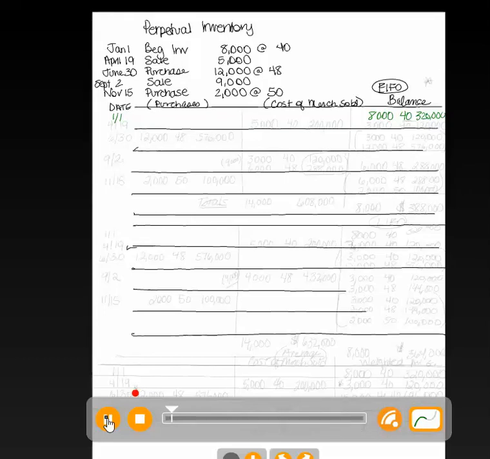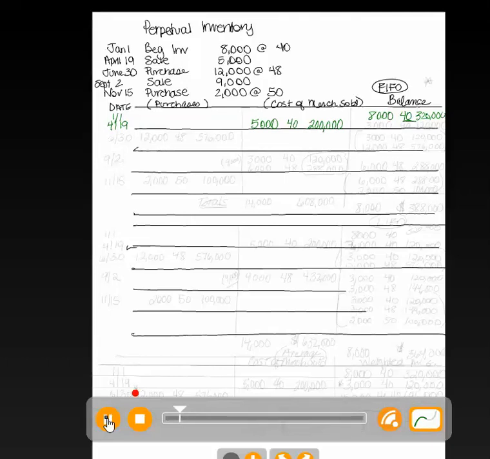Then on April 19th, we sold 5,000 units. Now, if the selling price is given, it doesn't matter because that does not go in your chart. The only thing that you keep up with in this chart is the cost of inventory. So the 5,000 units that you sold cost you $40. You know that because that was your beginning balance, $40 items. So 5,000 $40 items would cost you $200,000. So that is the cost of goods sold for the April 19th sale.